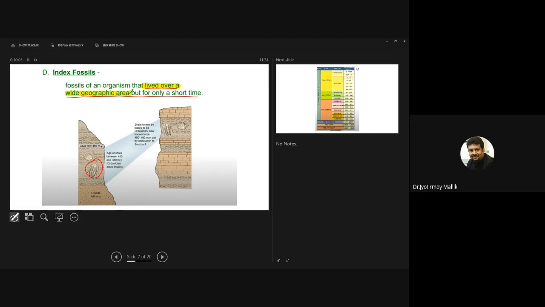You can see here the trilobite present in this shale in column 1 and also in column 2. So I can essentially correlate these based on the presence of this index fossil, which is the trilobite in this particular case. Okay, so you will see that the trilobite essentially lived all over the world, but for a very short period of time. Hence, the trilobite is thought to be an index fossil.